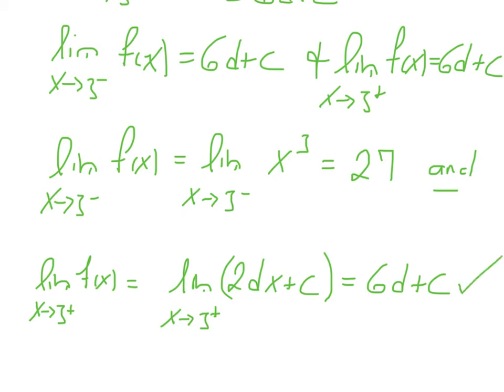What we need to worry about then is choosing d and c so that this left hand limit, which has to equal 6d plus c for f to be continuous at 3, equals 27, as this is the actual value of that left hand limit. So what we're going to need for f to be continuous at 3 is we're going to need 27 to equal 6d plus c. So let's write that down.